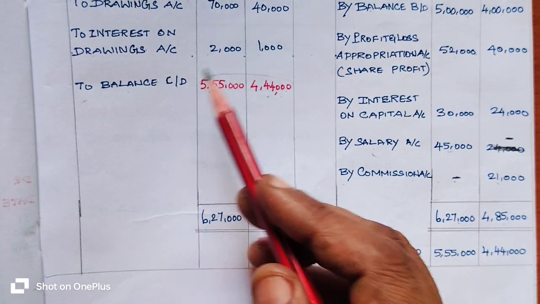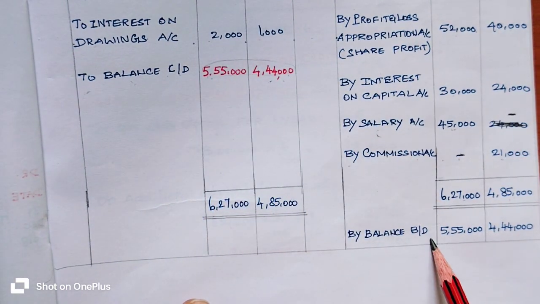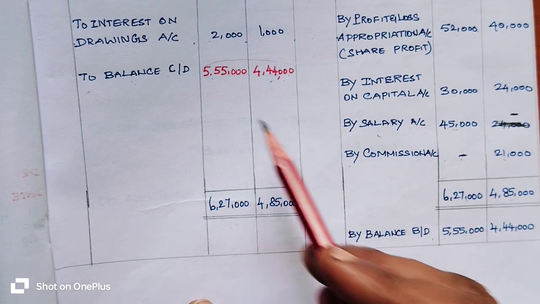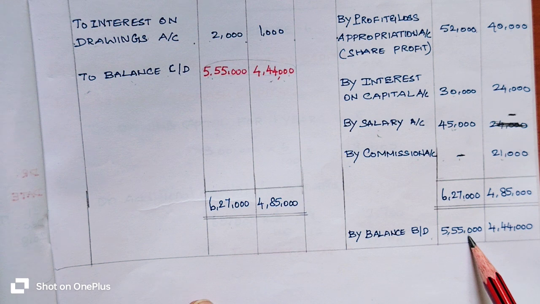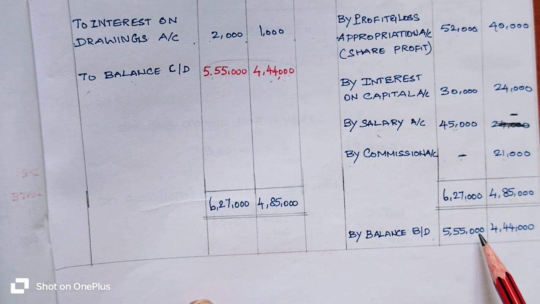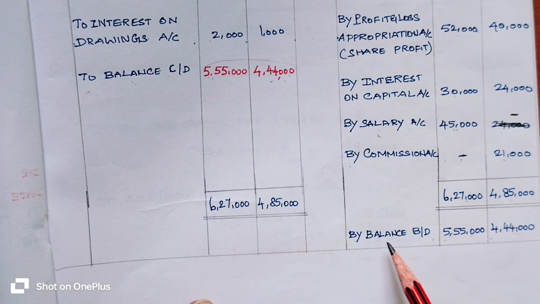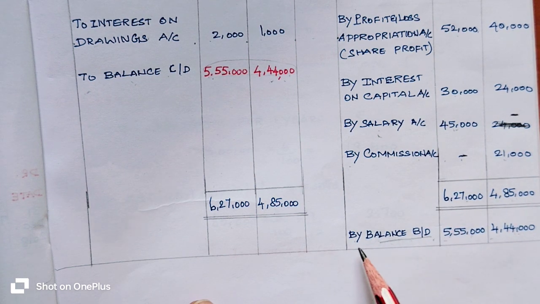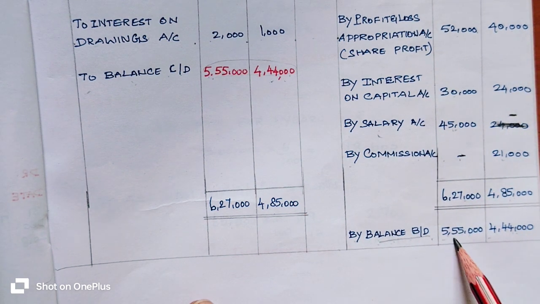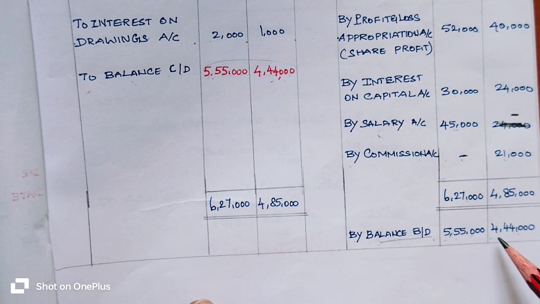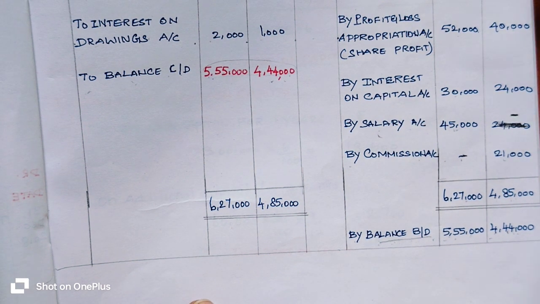To balance carried down. Then like a ledger account you have to bring it down to the opposite side below the total. You have to enter the difference values 5,55,000 and 4,44,000 respectively. Against this you write by balance brought down. By balance brought down means this is the next accounting period's opening balance: for Batmini 5,55,000 and for Batma 4,44,000. Do you have any doubt?